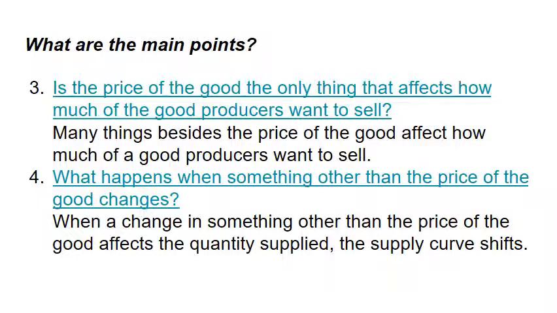3. Is the price of the good the only thing that affects how much of the good producers want to sell? Of course not. Many things besides the price of the good affect how much of a good producers want to sell. What happens when something other than the price of the good changes? When a change in something other than the price of the good affects the quantity supplied, the supply curve shifts.